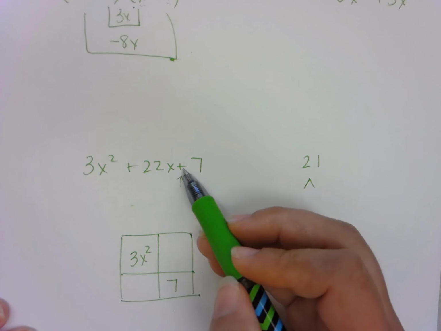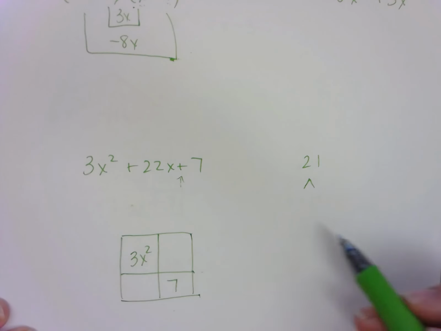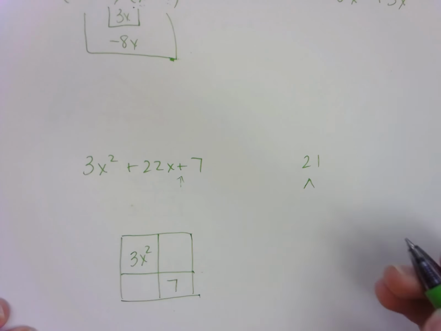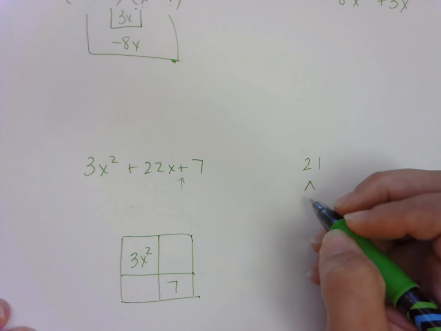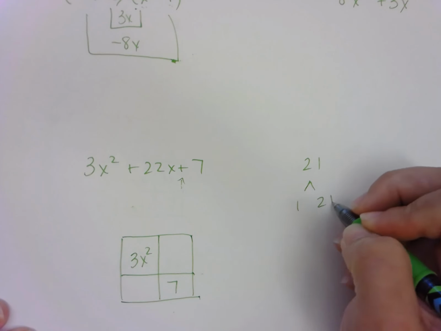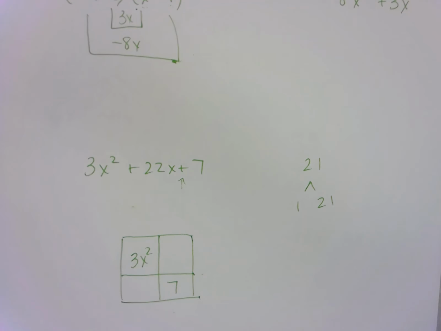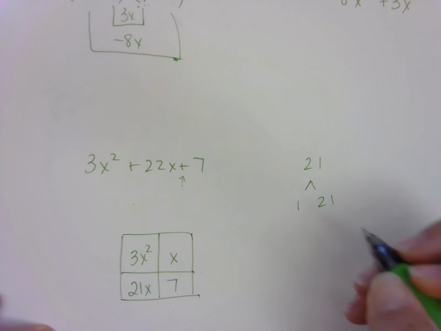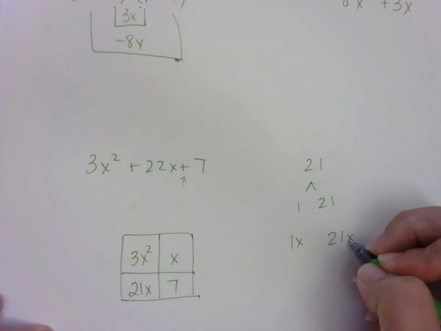When this is positive, then the signs of these match, and they always match this, right? The first sign. All right, so I have 1 times 21, and I'm there, right? Because 1 plus 21 is 22. So that means I'm going to have an x here and a 21x here, right? That's what I want to think of them as. These are my x terms.